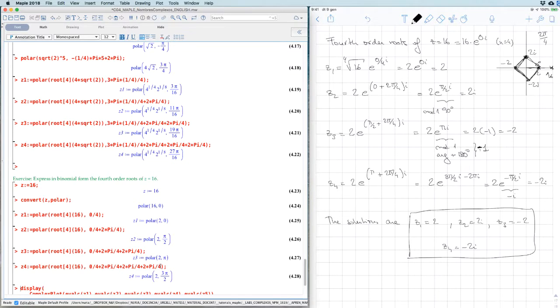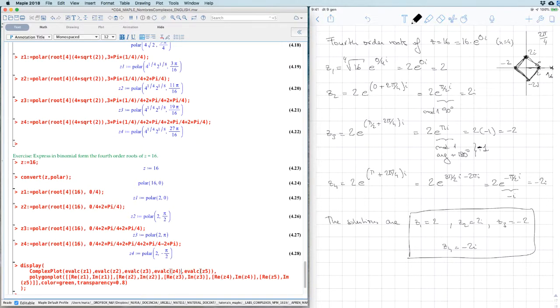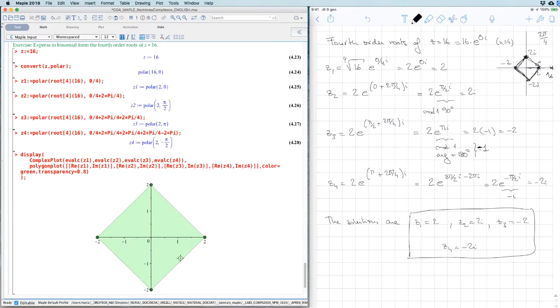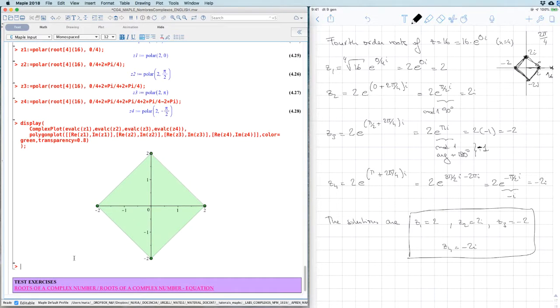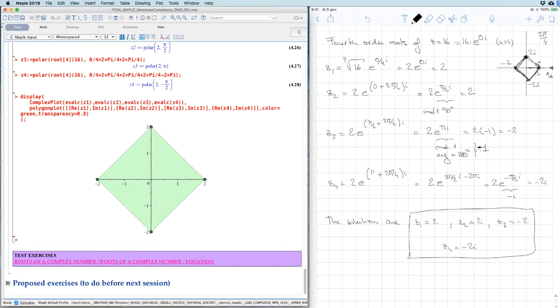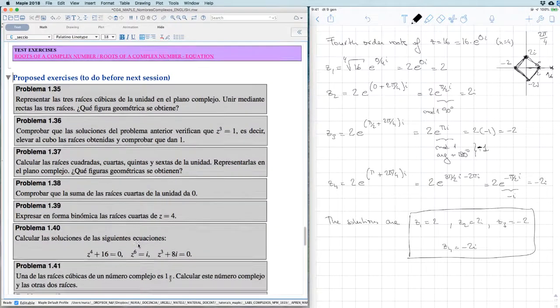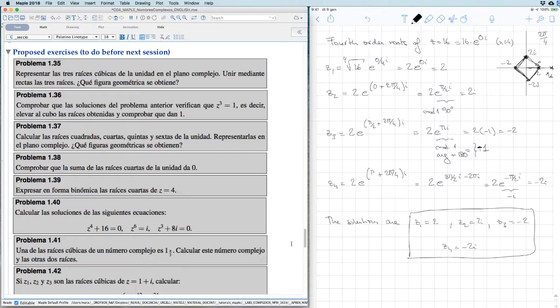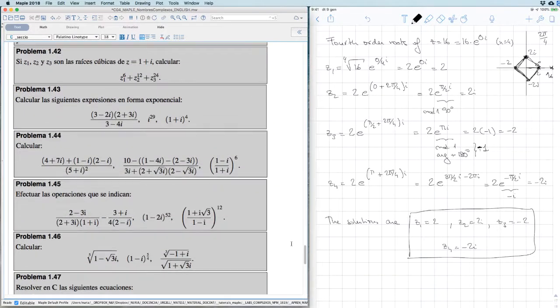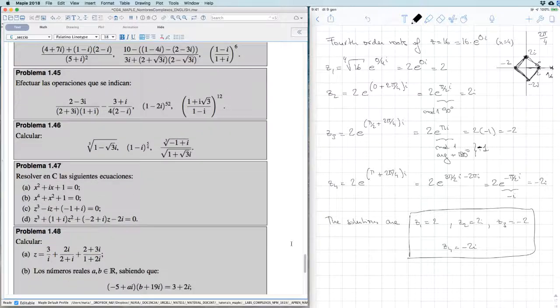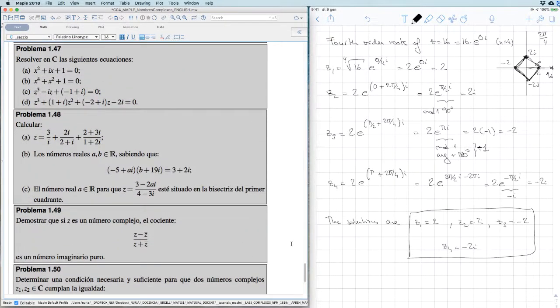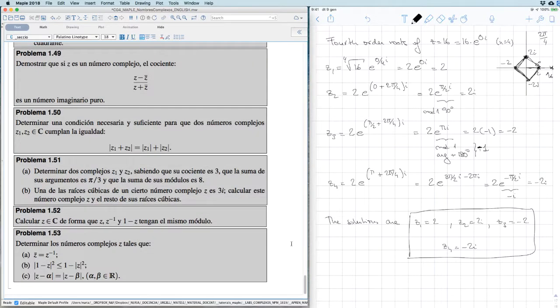Okay, so this is not the principal argument. Remember that I can subtract 2 pi, so this is minus pi over 2. And now if I make the plot, I just need to remove the fifth point from the previous example. And as you can see, we get 2i, minus 2, and minus 2i. So now you can proceed to do the final exercises, and if you have more time, you can do these exercises given here, here, here, and here.